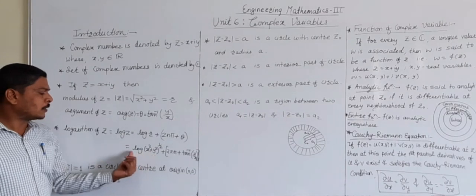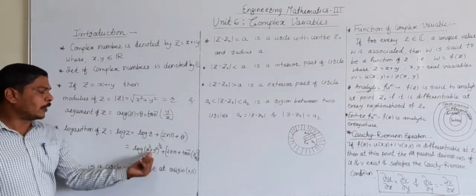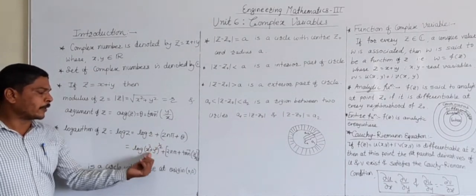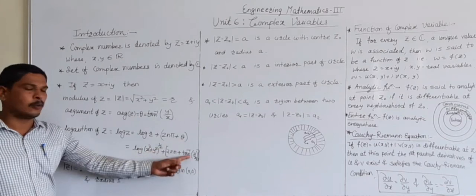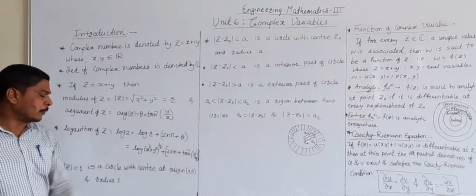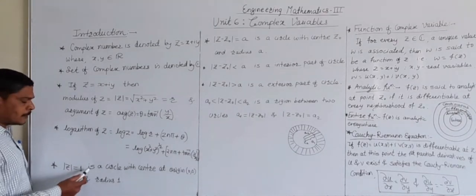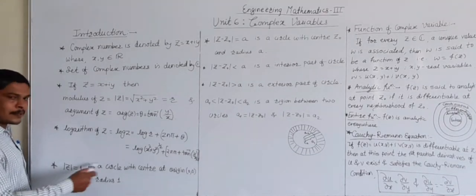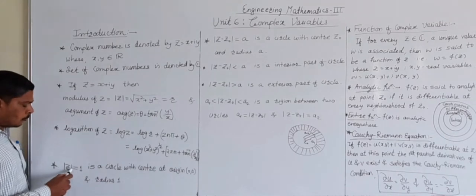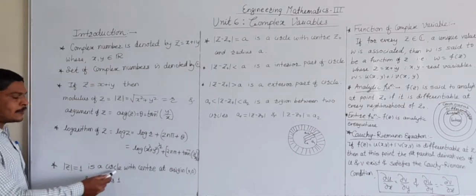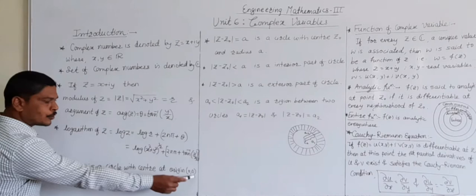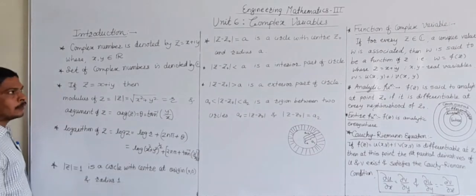Or in other way, this becomes log of, replace the value of r, which is square root of x square plus y square, and then replace the value of theta, which is tan inverse y upon x. Now mod z is equal to 1. That means these are some standard curves. The curve mod z is equal to 1 means a circle with center at origin (0, 0) and radius 1.